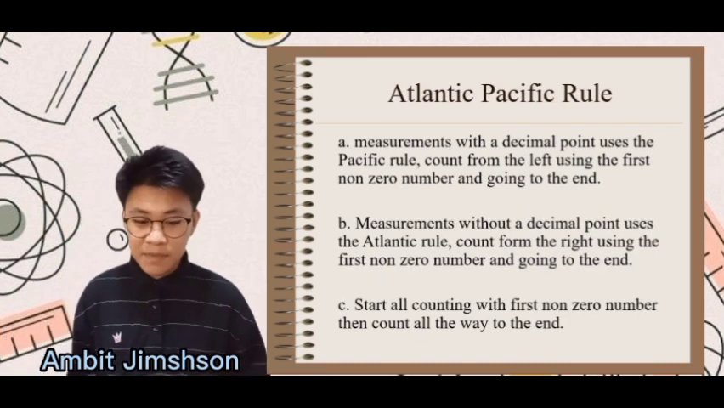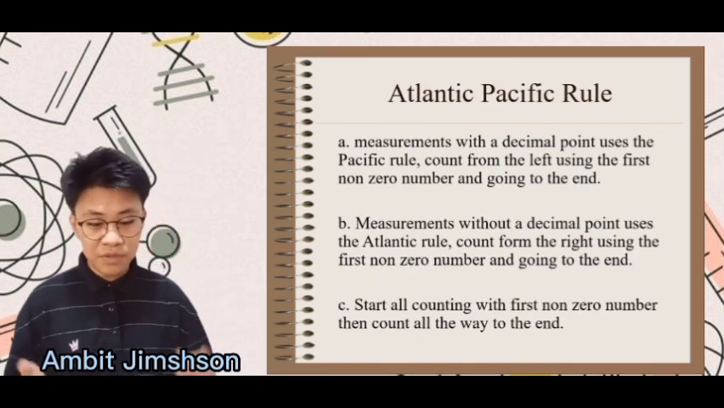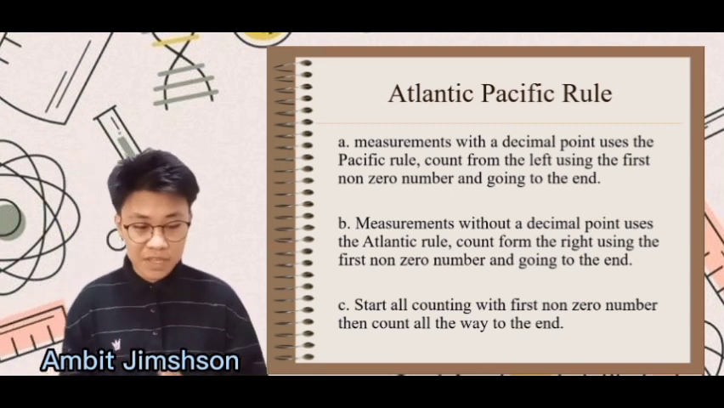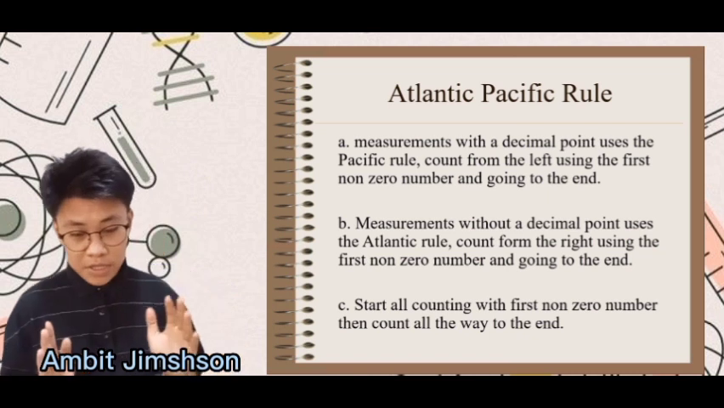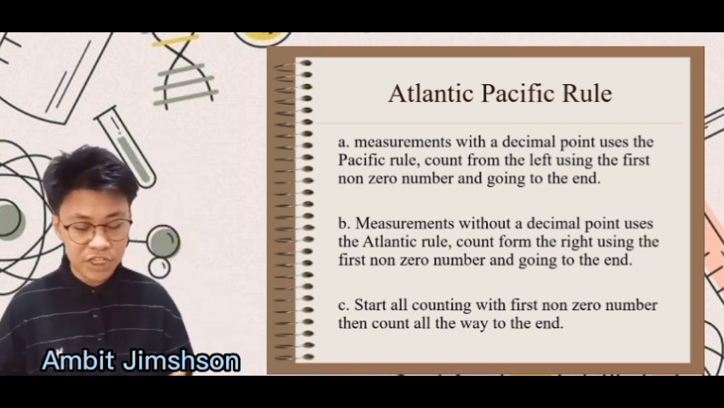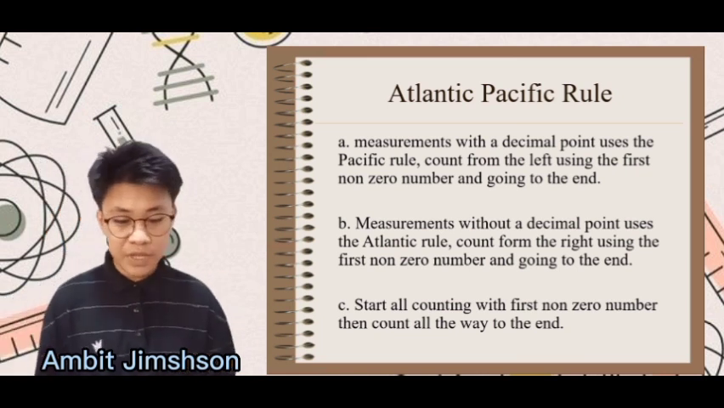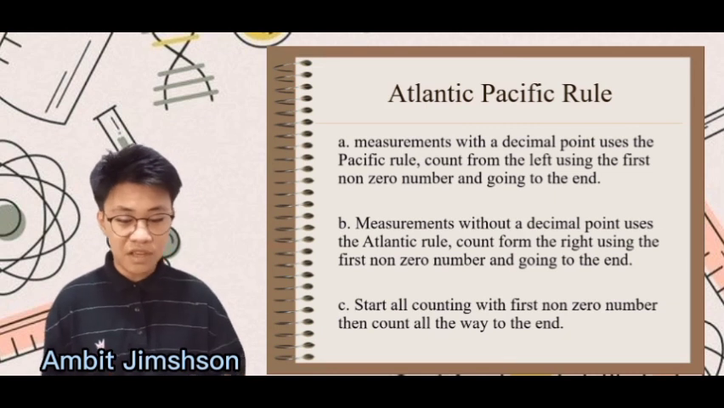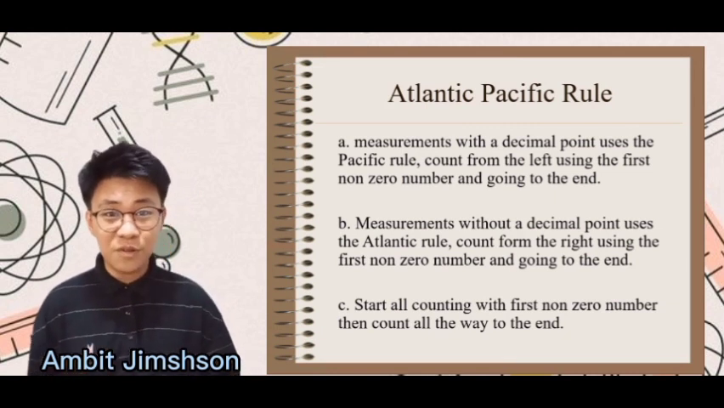The Atlantic-Pacific rule is used to determine the number of significant figures. For measurements without a decimal point, count from the right starting with the first non-zero digit. For measurements with a decimal point, count from the left starting with the first non-zero digit.